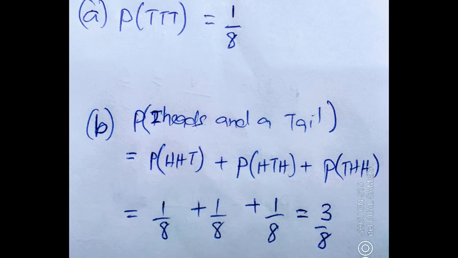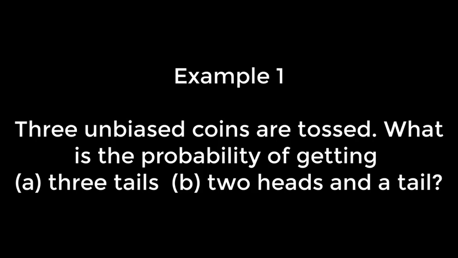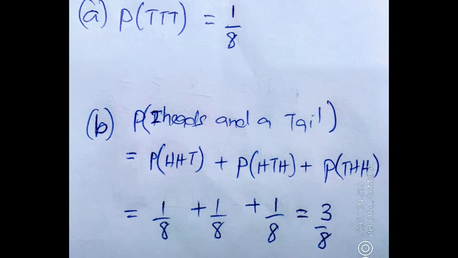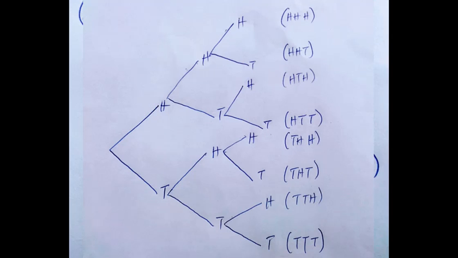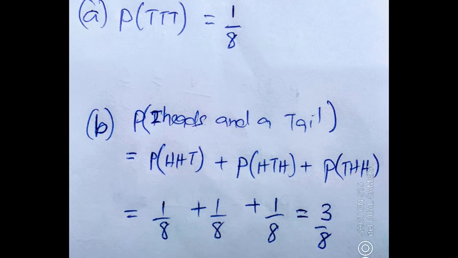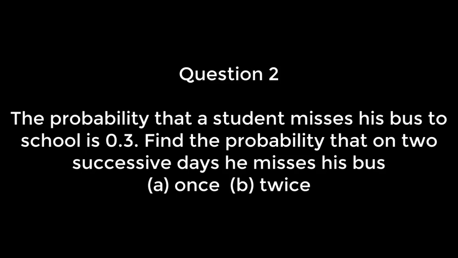For B, we want to find the probability of 2 heads and a tail. From our diagram, you locate where you can find 2 heads and a tail. Looking at the diagram, we have HHT, that's head, head, tail. We have head, tail, head, and we have tail, head, head. Therefore, the probability of 2 heads and a tail is going to be 1 over 8 plus 1 over 8 plus 1 over 8, which leaves us with 3 over 8.